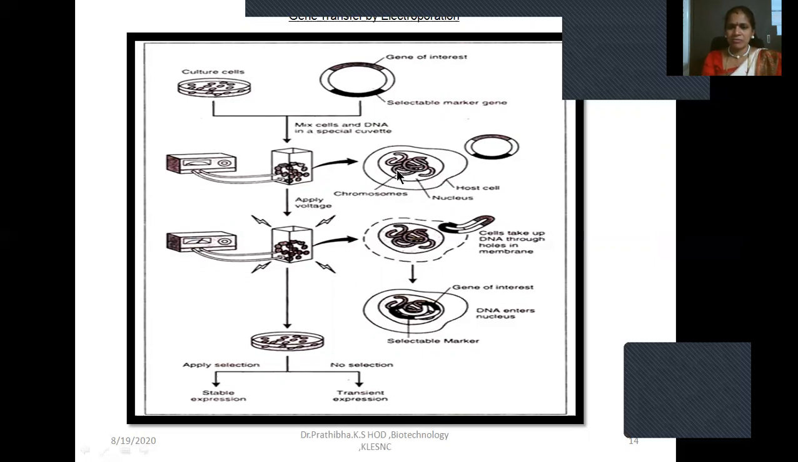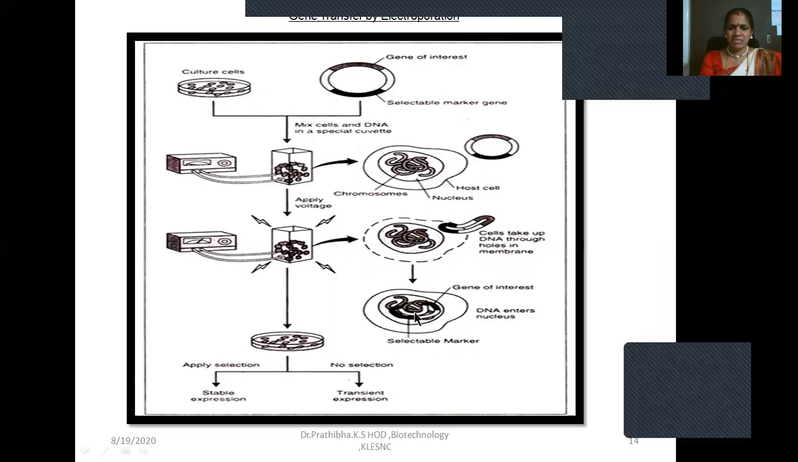Here you can see the host cell with the host chromosomal DNA within the nucleus, and this is our desired DNA molecule. When we apply the electric field here with the appropriate voltage, what happens? You can see the formation of transient pores, or temporary pores, across the plasma membrane. Cells take up DNA through the holes in the membrane during the application of electric field with appropriate voltage. And here the gene of interest can be seen within the host cell nucleus.